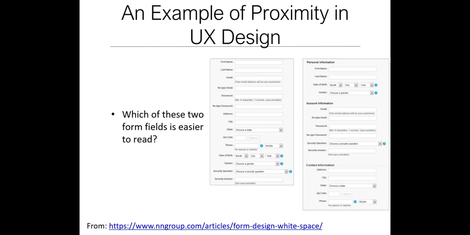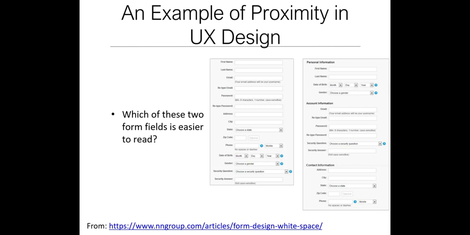And again, in this case, which of these two forms is in fact easier to read? You see the one on the left, and again, it's fairly compact, but that's not all that's going on here. Notice that the right-hand version has much the same information, but it's dividing things up into separate sections. So we have a personal information section, followed by an account information section, followed by a contact information section, and it may in fact take up more space, but that's not the point.